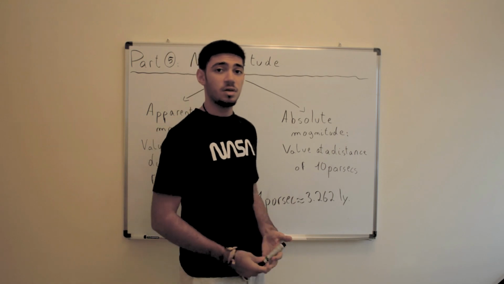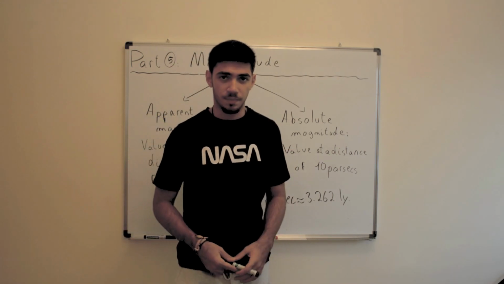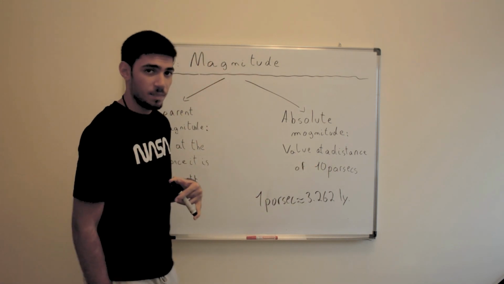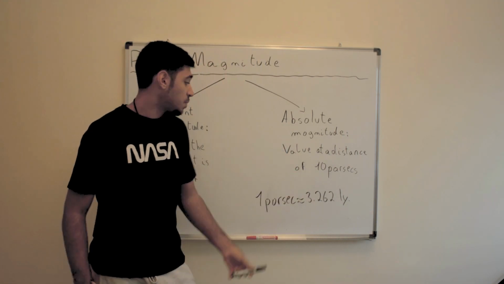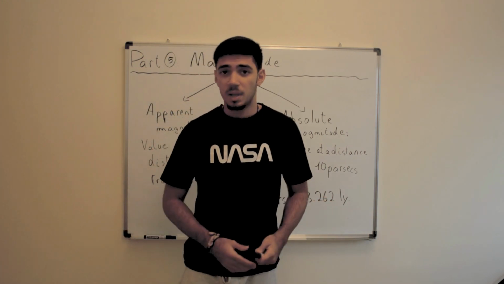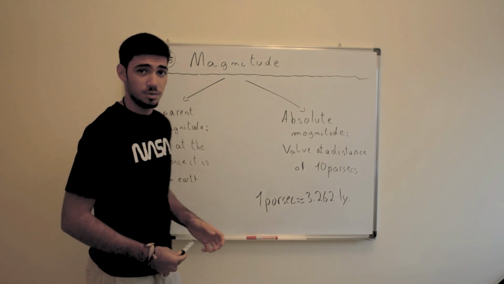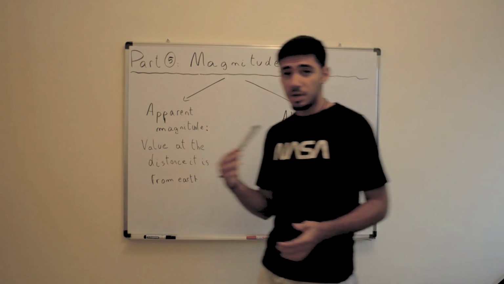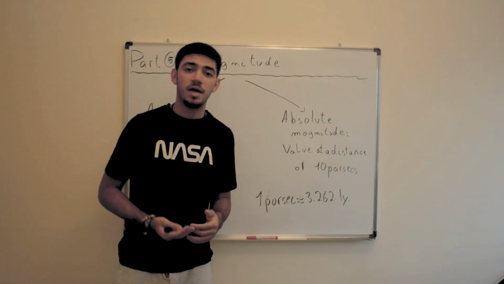It is currently 1 astronomical unit away, which is 150 million kilometers. And its brightness is minus 27.3. But what would be its brightness if we put it at a distance of 10 parsecs, which is equivalent to 3.262 LY, light years? This is the difference between apparent magnitude and absolute magnitude. On our HR diagram, we use absolute magnitude because we put all stars at the same distance from Earth and then measure their brightness.